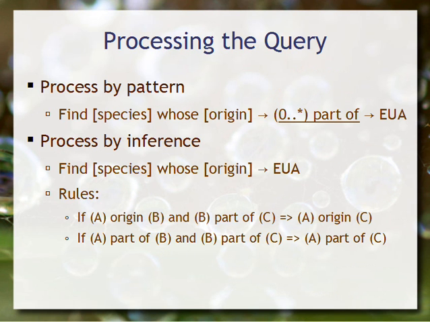Then how do I do this kind of query when a graph database is involved? There are two ways to do that. The first way is what we call process by pattern. Because in a graph database you see that we don't have schemas. The notion of schema is outside of the scope, in the sense that we just produce the graphs with labels and put them on the storage. Then, how can I query it? I query it based on patterns. For example, I can do a query like: find species whose origin is part of, in one or several levels, the United States. Here it is in Portuguese, sorry, it's United States here, for example.